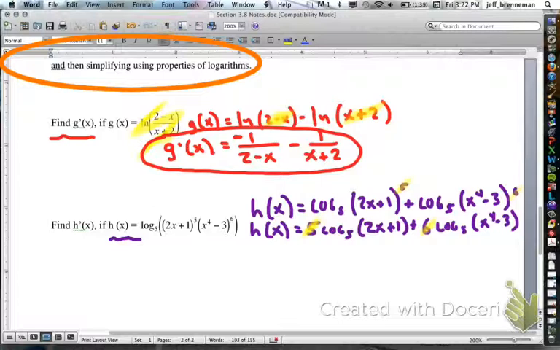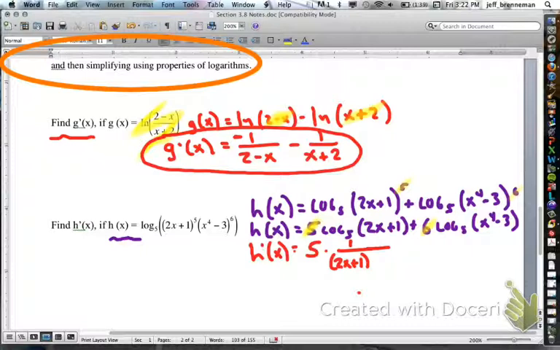The derivative looks something like this. Everything I've done so far is pre-calculus. Now is when the calculus comes into play, and so let's find a rate of change, or a derivative for this. H prime of x would be what? 5 times 1 over the quantity 2x plus 1.